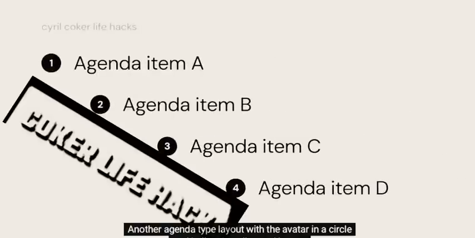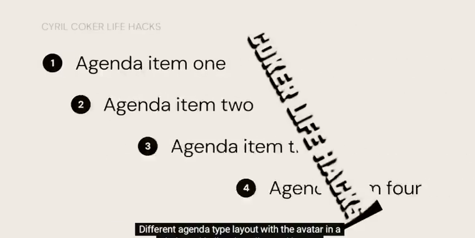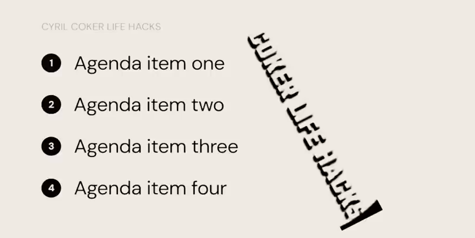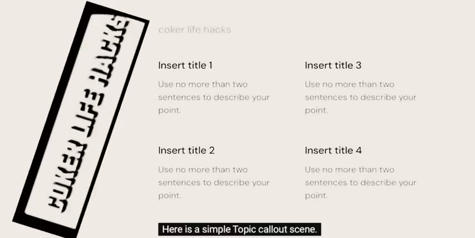Another agenda type layout with the avatar in a circle and bullets in a diagonal layout. Different agenda type layout with the avatar in a circle and bullets in a diagonal layout. Here is a simple topic call-out scene. It enables you to talk about different topics with a small description on each one.